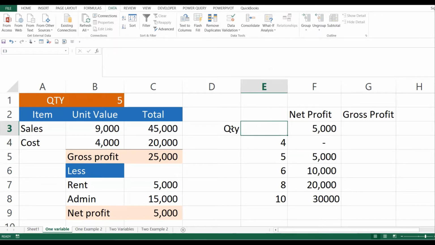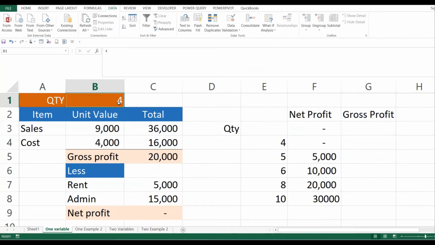So it is telling us that if the quantity is 5, the profit is 5,000. This is the first one here. So if our quantity is 4, it is telling us our net profit will be 0, which we can check by changing our quantity to 4.